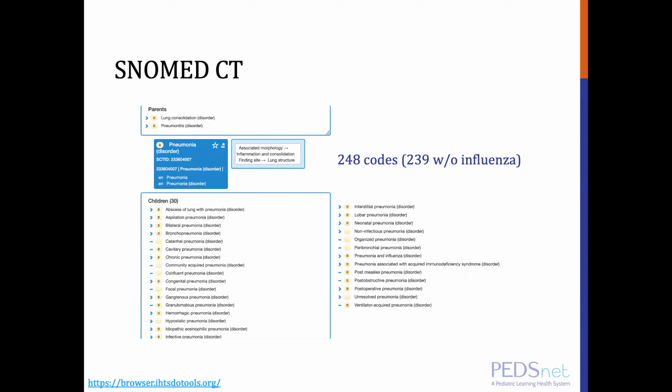SNOMED, then, this is from the SNOMED CT browser website. For the concept of pneumonia, this terminology has 248 codes, 239 without influenza. So it is much more descriptive in its organization and types of pneumonia than ICD alone. And that's one of the reasons why we like SNOMED for PEDSNet, because we can get to much more specificity with our diagnoses, much more granular diagnoses, or I should say conditions, since we talk about conditions in PEDSNet.